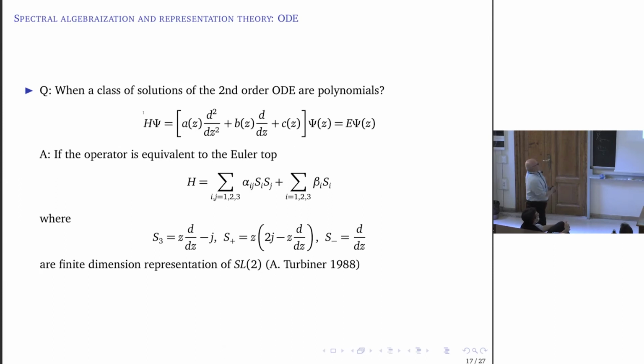Let's consider a one-dimensional Schrödinger type of equation, a second order differential equation, and we want to find the spectrum. So A of Z is some function, B of Z is some function, C is some function, multiplying the second derivative, first derivative, and the function itself. Question: under which condition are some solutions of this equation polynomials? And we know that happens for, you know, Gegenbauer polynomials. So what are the conditions on A, B, and C such that psi is a polynomial? That's a problem called algebraization of this. The answer is the following.